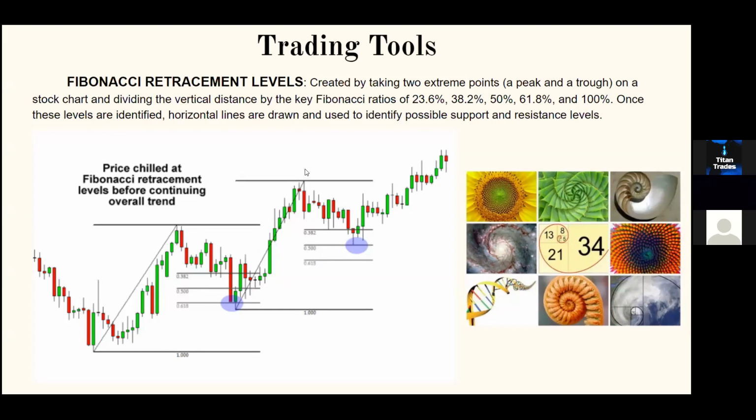But just for a quick fun fact, the Fibonacci numbers actually are a phenomenon in nature. All these examples on the right-hand side are Fibonacci ratios that actually happen in nature, which I thought was pretty cool.